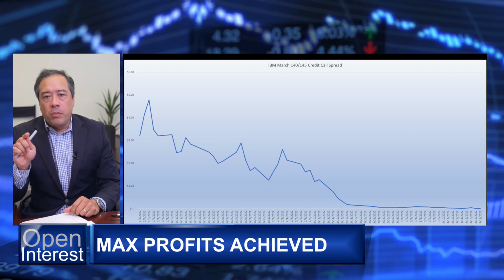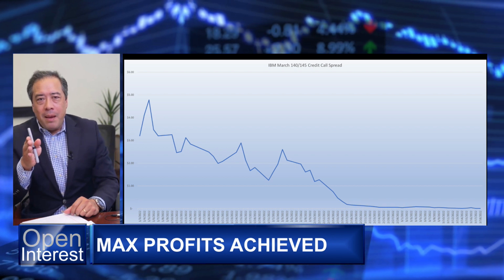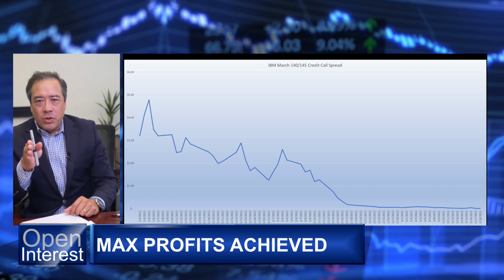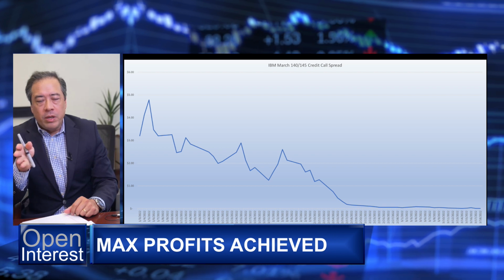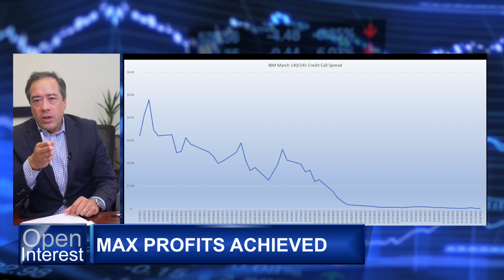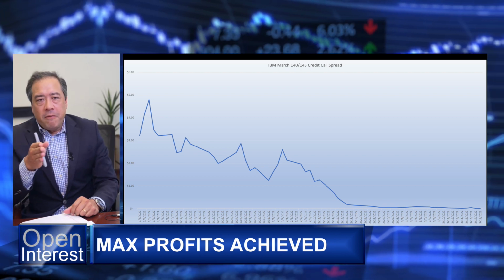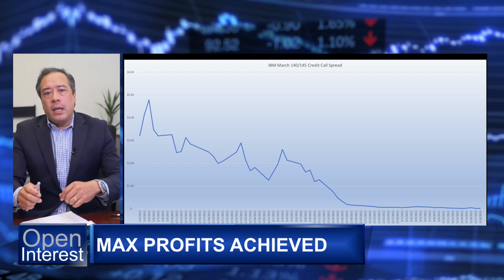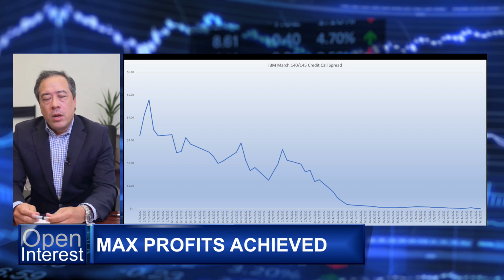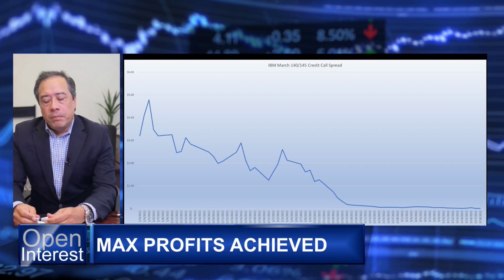Almost all the money that you could possibly make had been made about 60% of the way through this trade. When you get into that situation, just cover it. You can redeploy your capital elsewhere. You're risking a lot to make very, very little. In any case, it happened to work out here, but that's an important point. The max profits had been achieved.